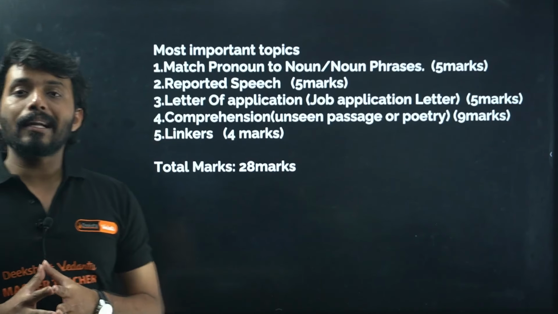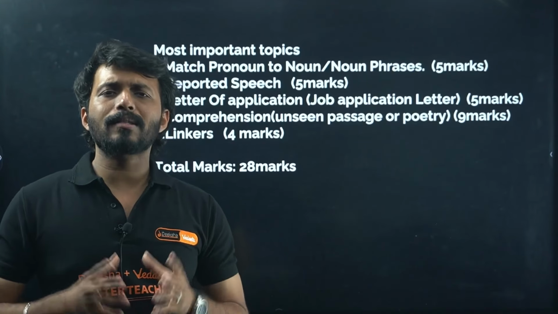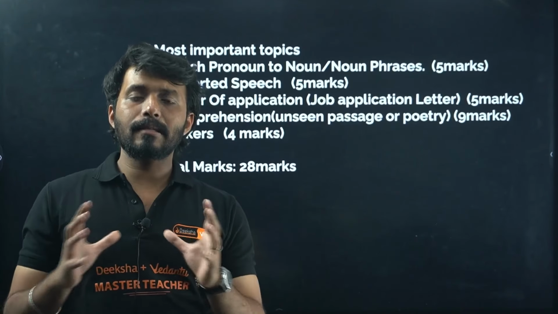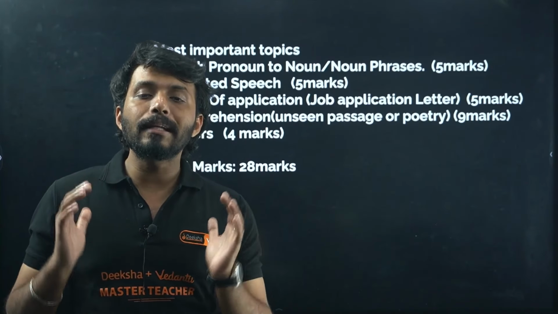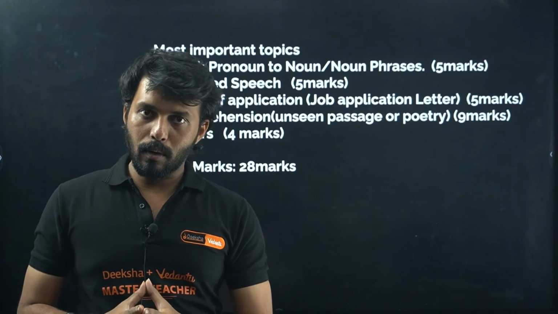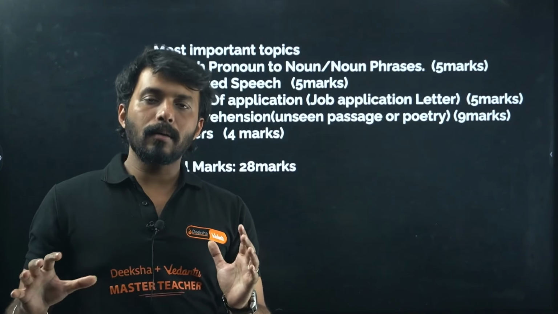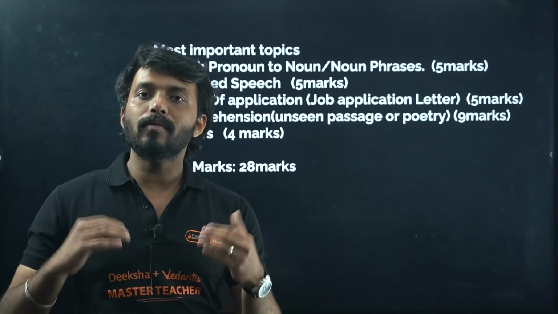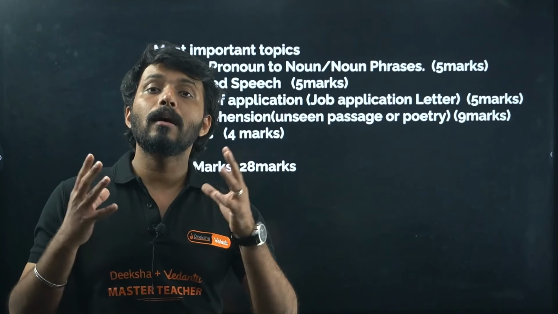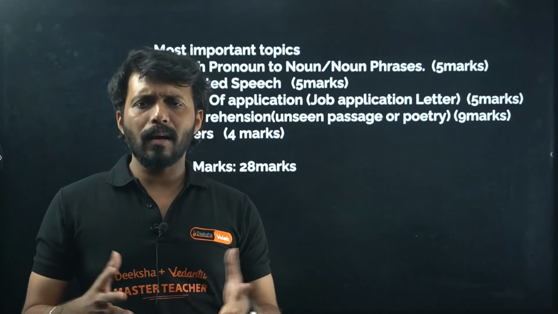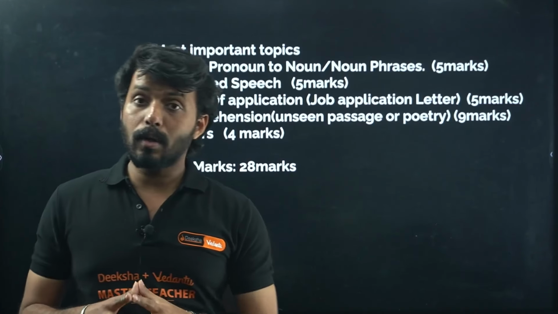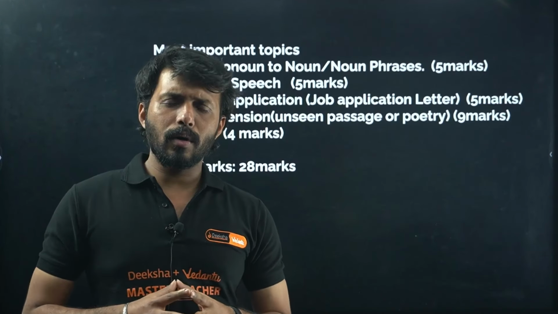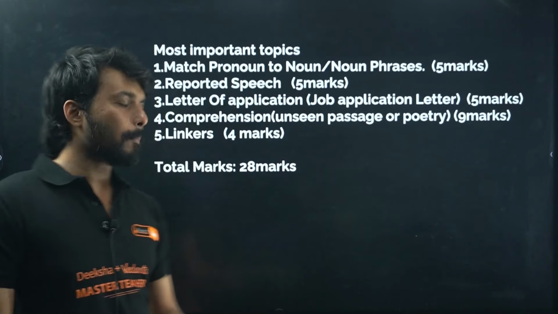The 5th is linkers. Again a 4-mark question, a small passage will be given, an excerpt with blanks. You have to fill in the blanks with the linkers given in the brackets below. So a bracket with a set of linkers will be given. You have to fill in the blanks with the appropriate linkers. No linker can be repeated twice. It's a 4-marker question. So in total we'll be covering 28 marks from your preparatory as well as your board exam. So listen up carefully. Moving on.